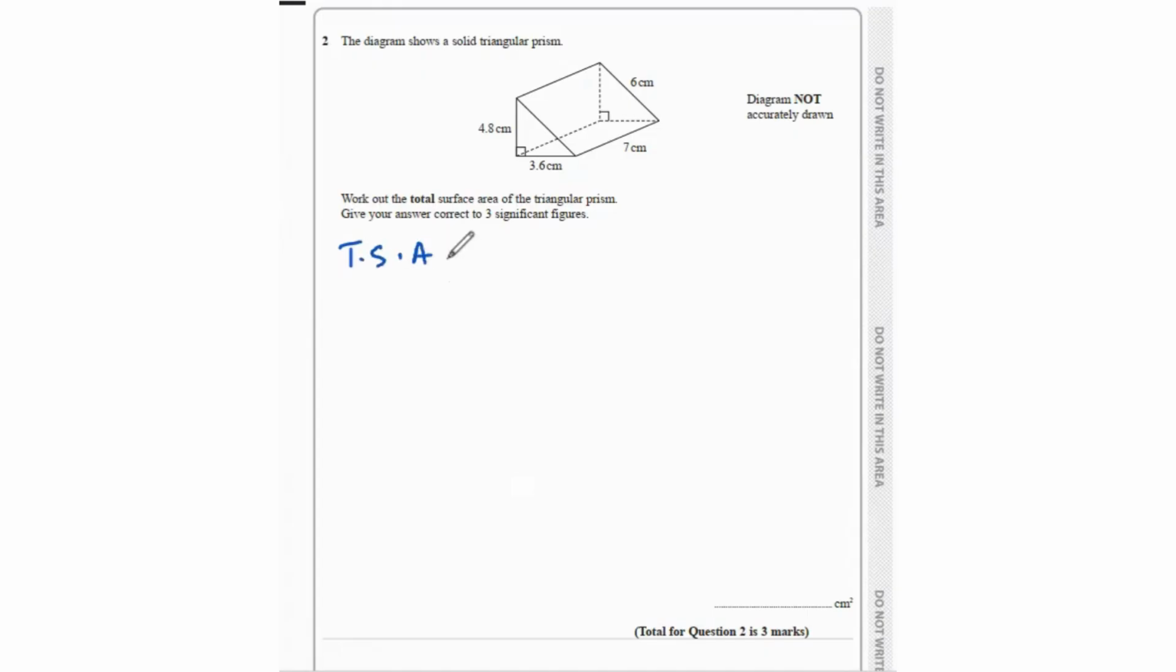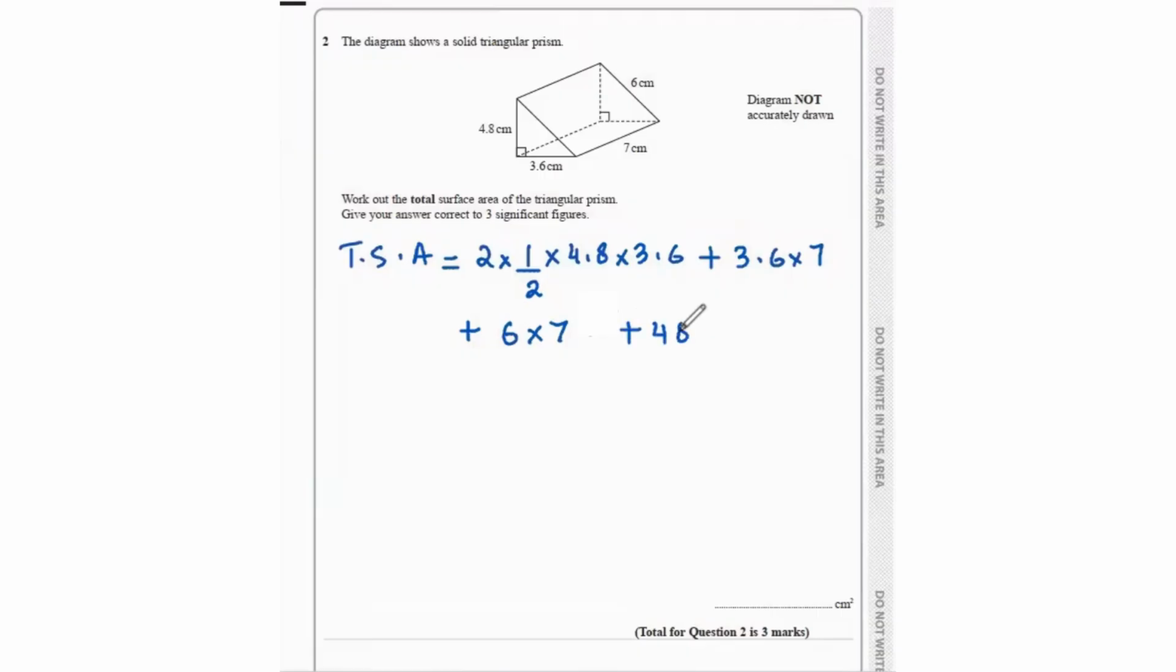So total surface area is going to be 2 times 1 over 2 times 4.8 times 3.6. This is the area of the two triangular faces, plus 3.6 times 7, area of the base, plus 6 times 7, area of this top face, and then the area of the back face, that's going to be 4.8 times 7. So that's going to give us 118.08 centimeters squared. They want the answer correct to three significant figures. That's going to be 118 centimeters squared. That's the total surface area of the triangular prism.